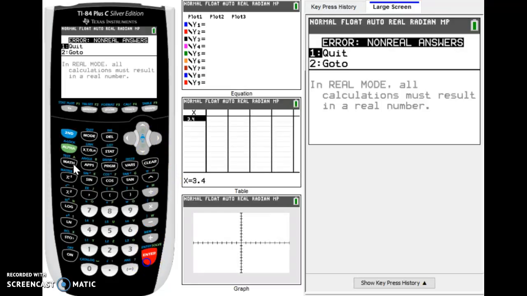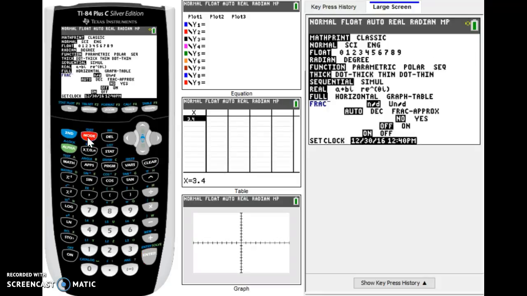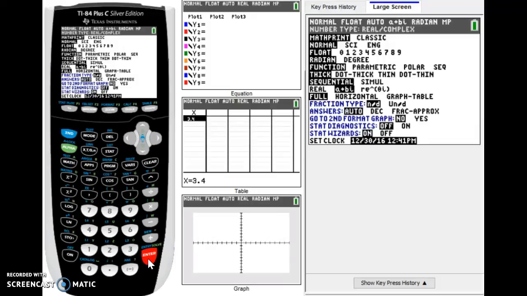So that's no good. Instead, we're going to change the setting in our calculator by going to the mode screen so that the calculator will work with complex numbers. We're going to scroll down to the line that starts with real, and scroll over to highlight the a plus bi. This is a complex number in standard form. If we hit enter, we see that's highlighted.